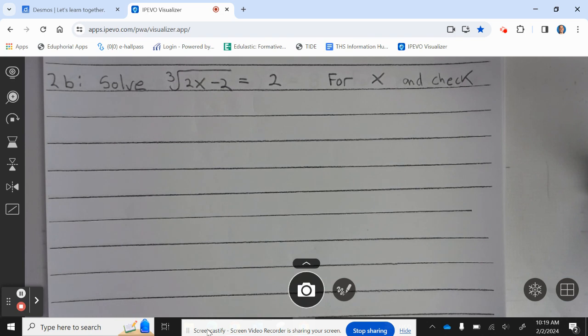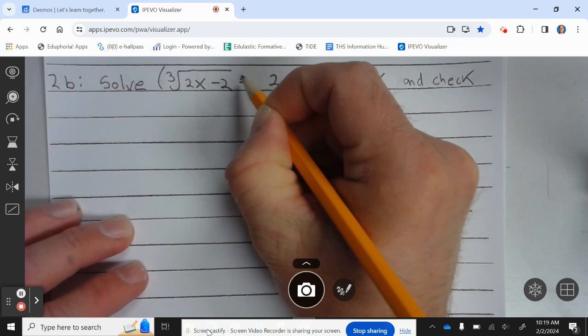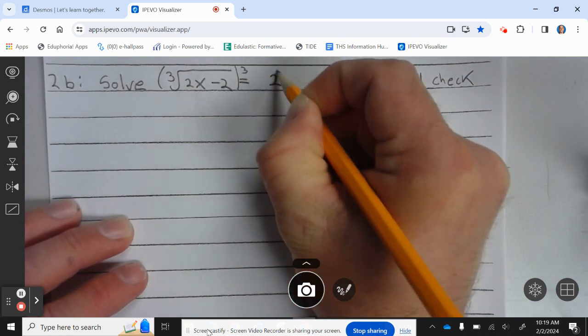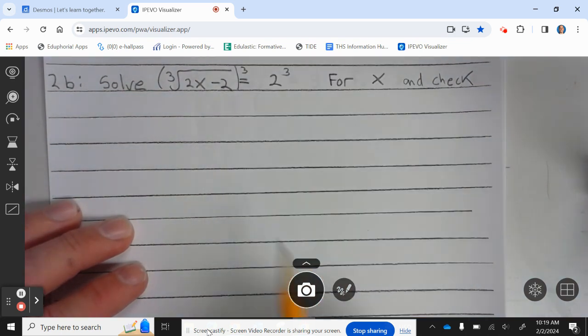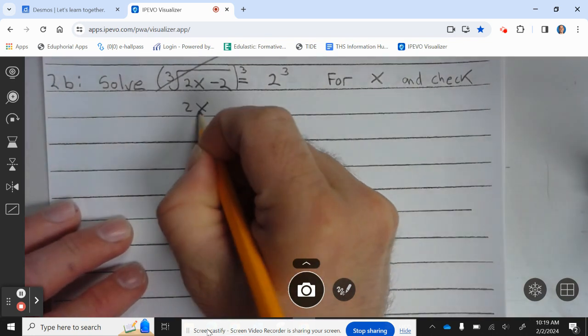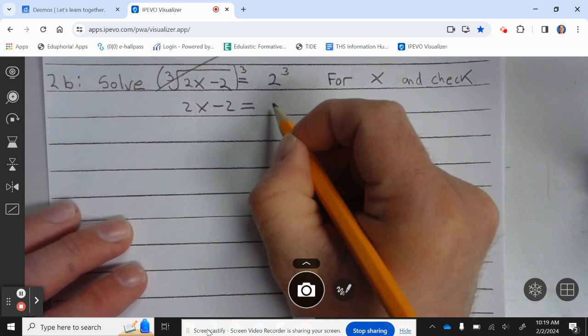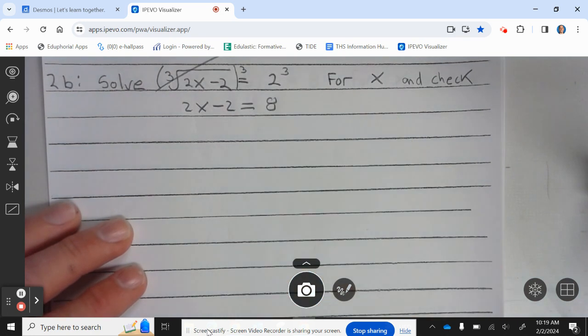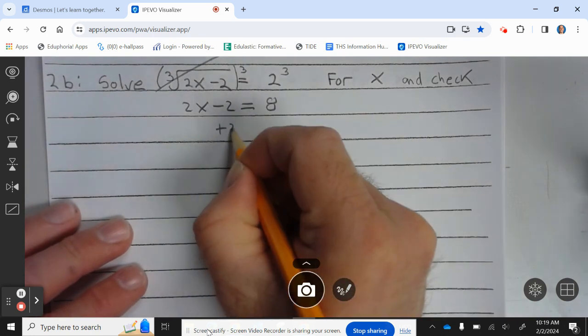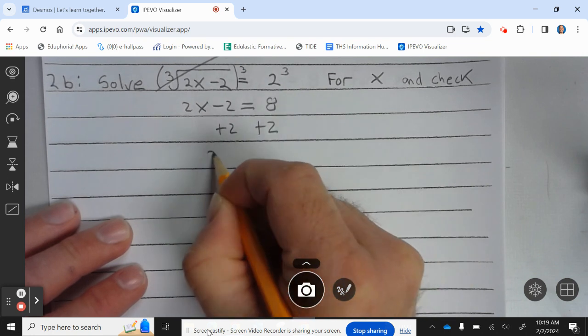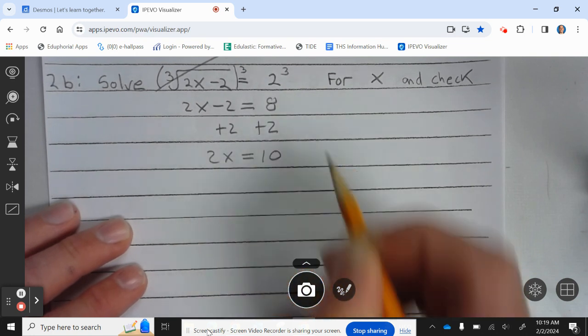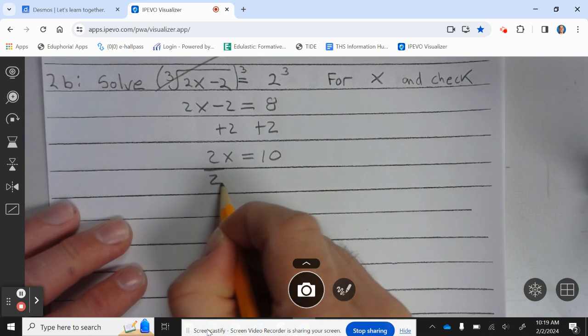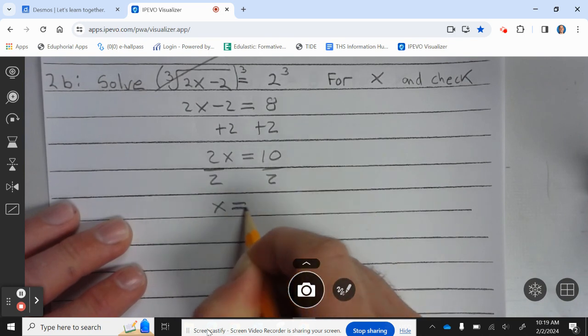2b: solve the cube root of 2x minus 2 equals 2 for x and check. So we're going to cube both sides. The cube cancels the cube root, so you're left with 2x minus 2 equals 2 cubed, which is 8. Let's add 2 to both sides. You get 2x equals 10. Divide both sides by 2, x equals 5.